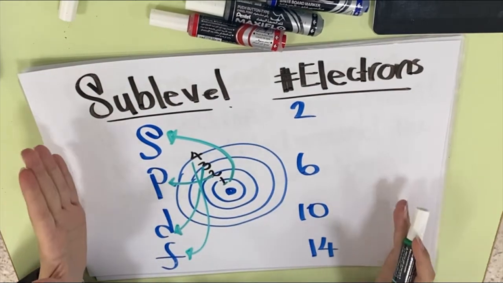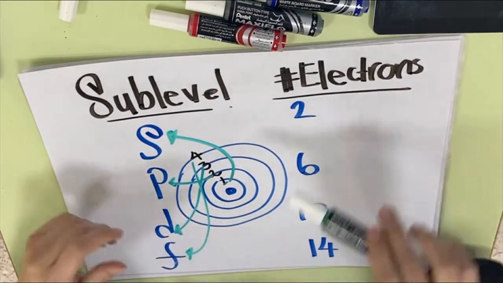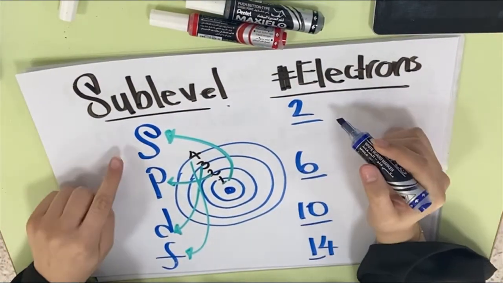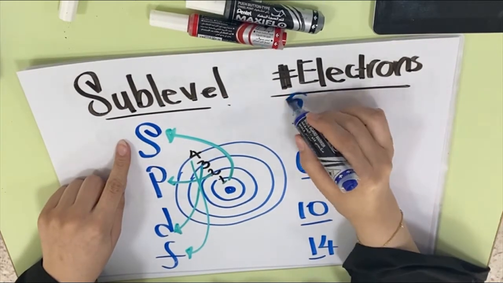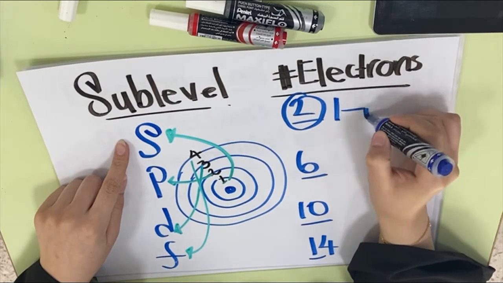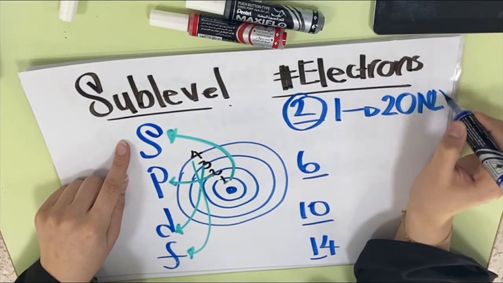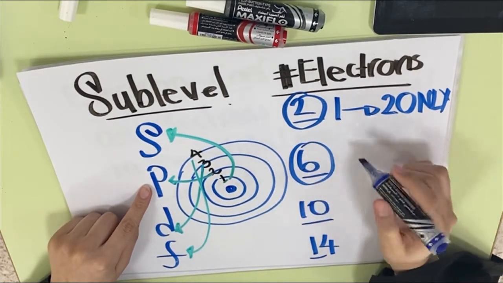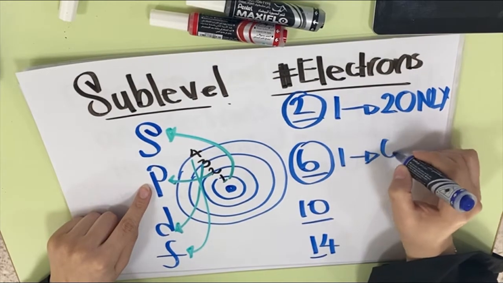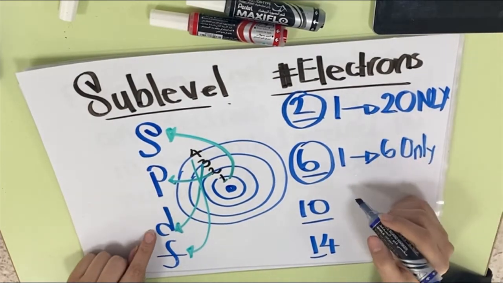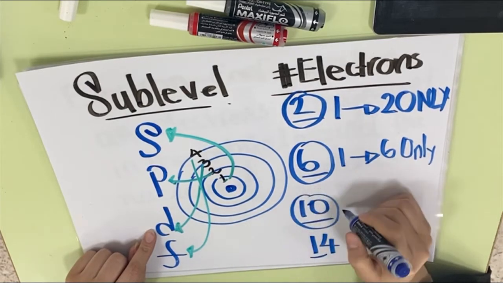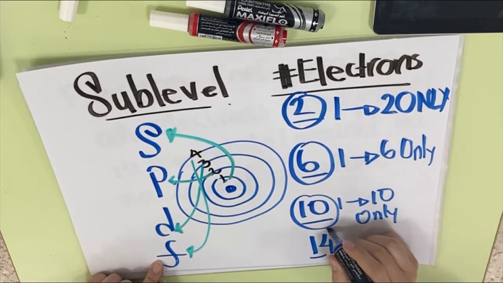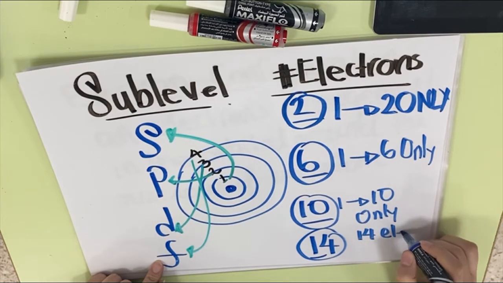We have to keep these values in mind. What are these values? These values are the number of electrons. So in sublevel S, the first sublevel, it can hold a maximum of 2 electrons. So 1 to 2 only. Okay? Sublevel number 2, which is P, can hold up to 6 electrons. So 1 to 6 electrons only. Same goes for the sublevel D. It can hold 1 to 10 electrons only. And sublevel F can hold 14 electrons only.